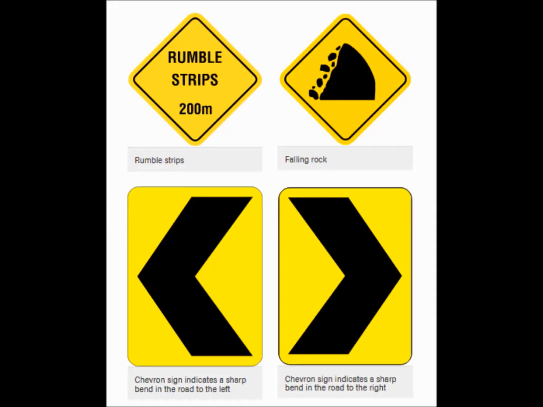Image description. A pale yellow rectangle. Inside is a bent line pointing left. Image description. A pale yellow rectangle with a bent line pointing right. Chevron signs indicate a sharp turn or bend in the road.